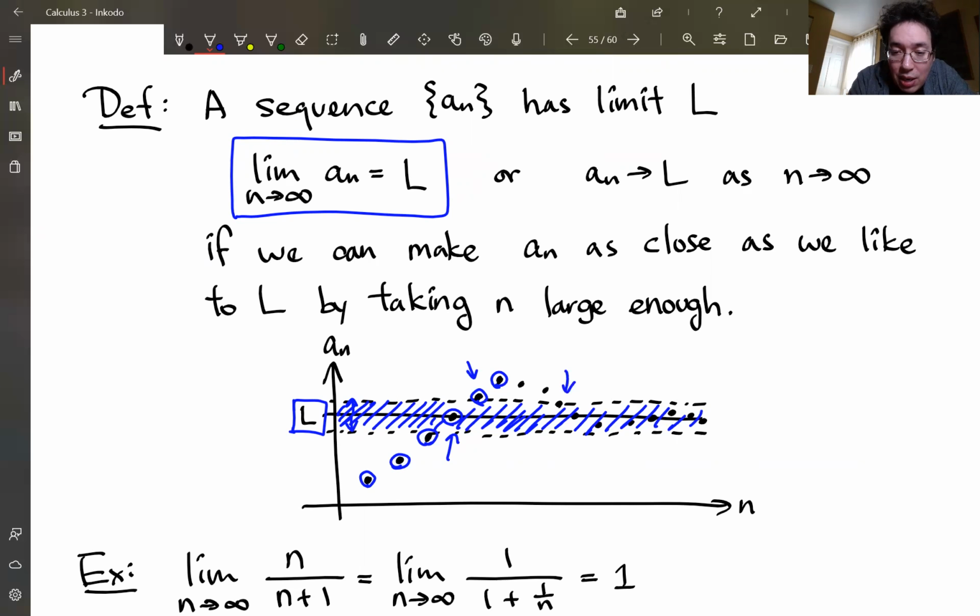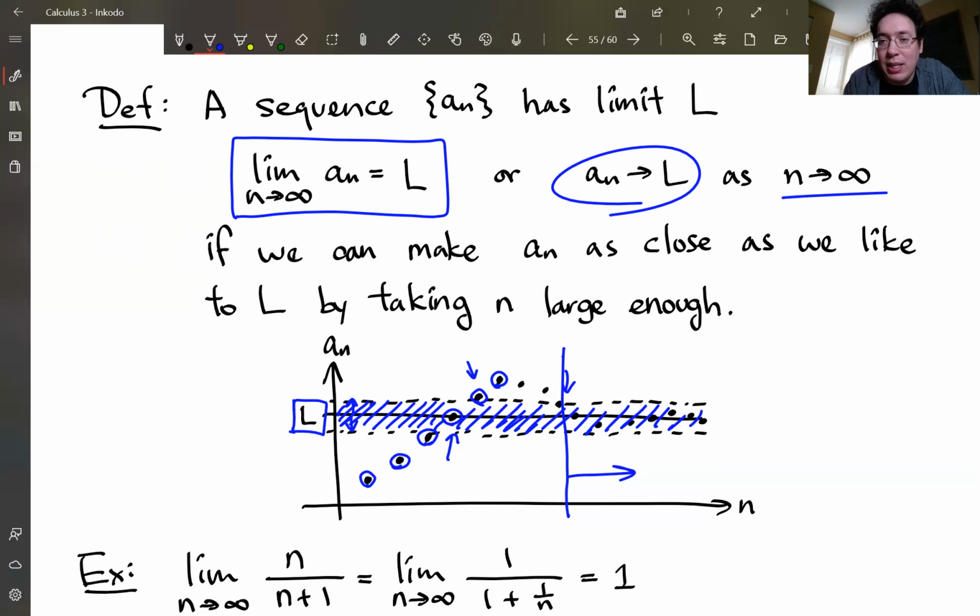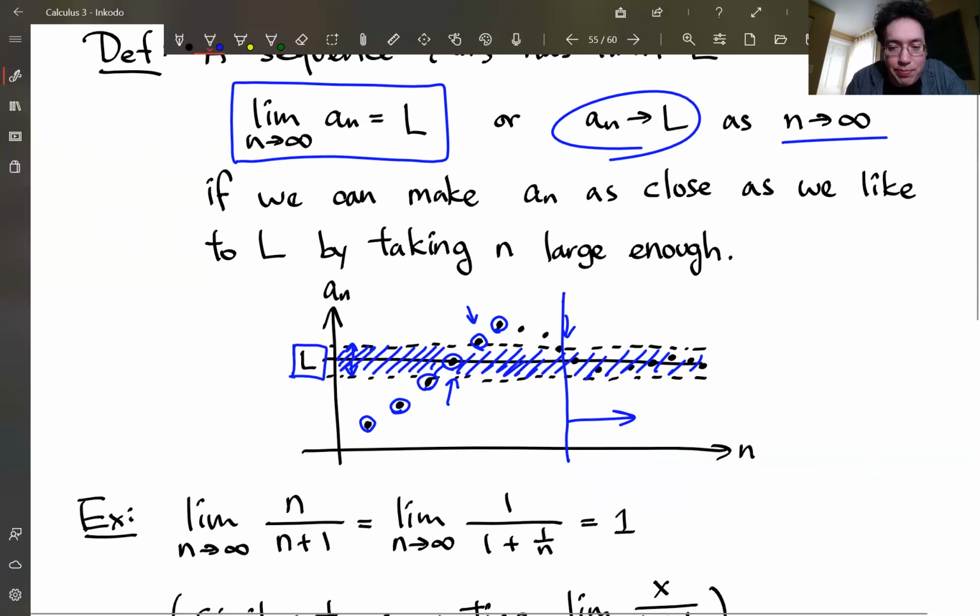So if you can draw a line, and to the right of it the sequence never escapes this skinny band, then it passes the test. And then it has to pass the test no matter how skinny this band is. So no matter how skinny the band, eventually the sequence gets trapped in it. If that's true, then you write that the limit of the sequence is L as n goes to infinity. So that's what I mean by the limit of a sequence.